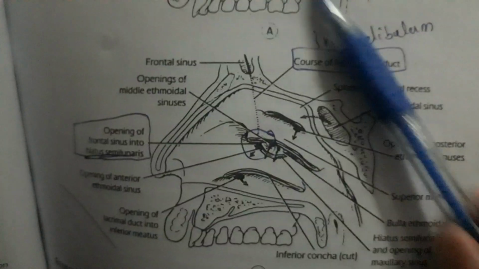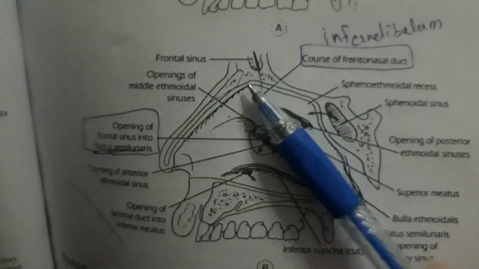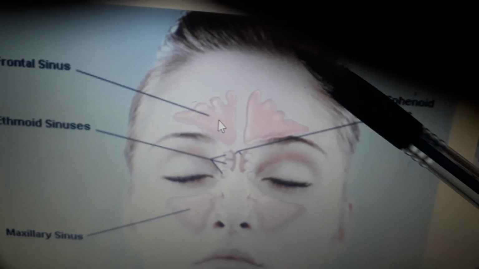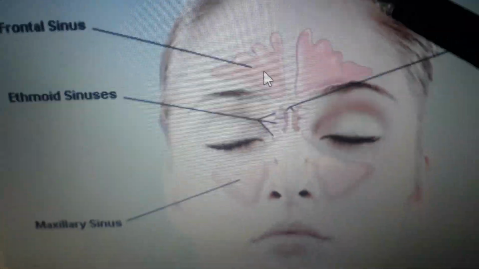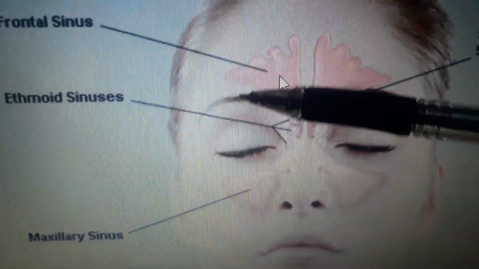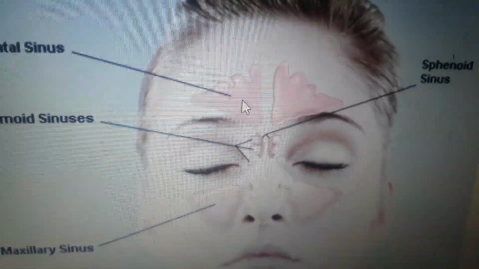ये सारी जो हमने explain की है, ये सारा किसका था? फ्रंटल साइनसेस का. Nerve supply of the frontal sinuses is by the supraorbital nerves, which pass through the supraorbital foramen or notch.